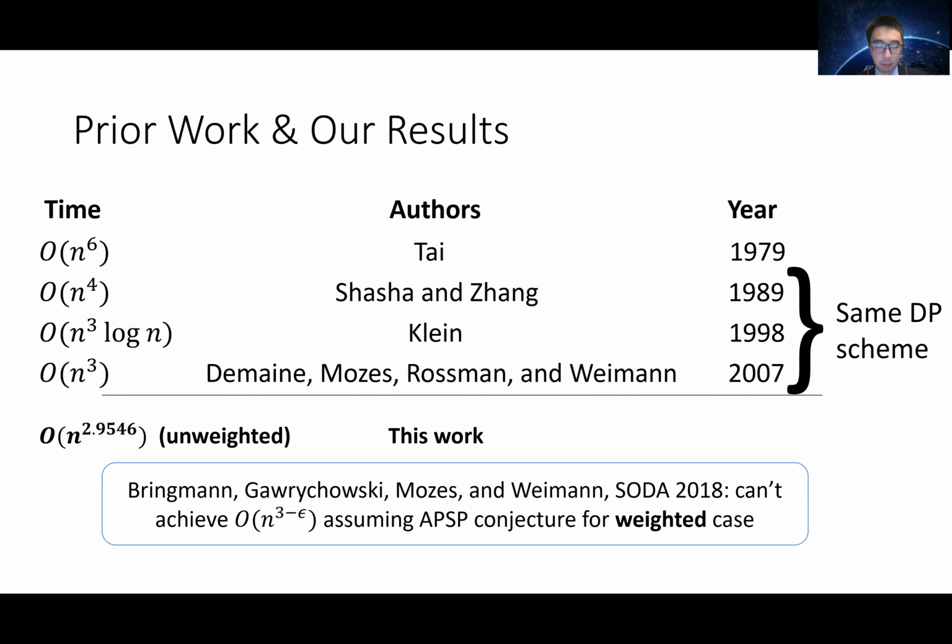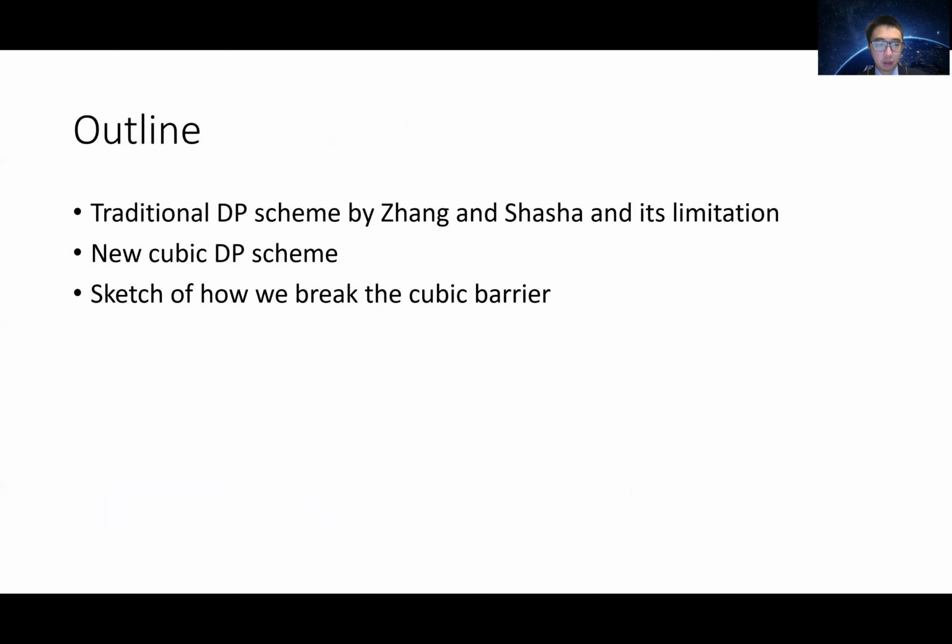In my work, I made a breakthrough by showing that a truly subcubic algorithm is possible for the unweighted case, by showing an algorithm that runs in n to the 2.9546 time. Here is the outline of this talk. Firstly, I'll talk about the traditional DP scheme by Zhang and Shasha and its limitation. Secondly, I'll talk about a new cubic DP scheme. And finally, I'll give a sketch of how we can break the cubic barrier based on this new DP scheme.